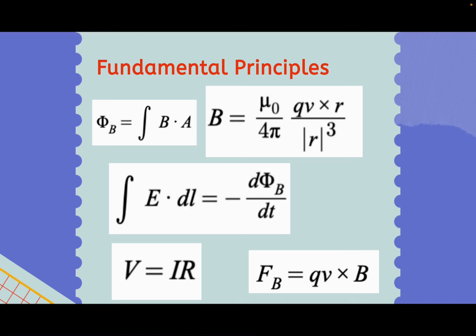These principles were applied to examine how the falling magnet induces currents in the conductive tube, which in turn produces opposing magnetic forces that slow the magnet's descent.